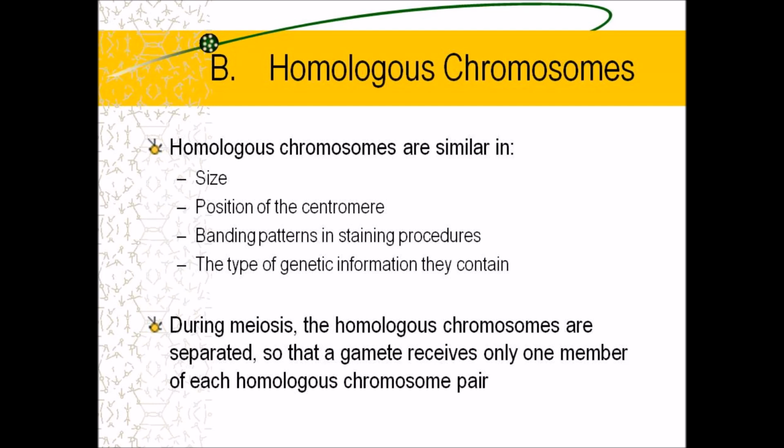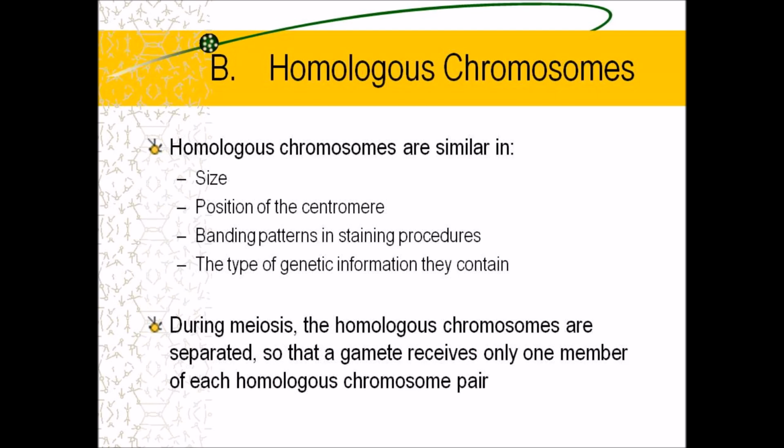So we can see the homologous chromosomes are similar in size, the position of the centromere, the banding pattern, and in the staining procedure. The staining procedure refers to the karyotype. When we prepare the karyotype, you can see how it's being stained. When it's stained, the color will be the same, the dark side and then the not dark bit. That one is in the karyotype. Then also they are similar in the type of genetic information they carry. And during meiosis, these homologous chromosomes will separate. Later we will see how they separate in the videos.